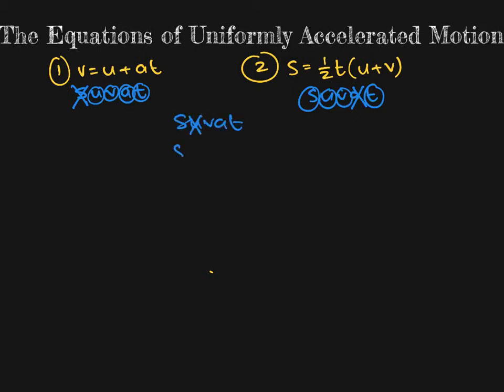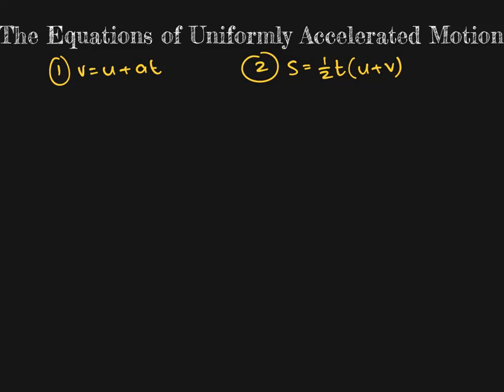What we'd like is an equation without u, an equation without v, and an equation without t. And then if that quantity isn't used in our problem, we can pick the equation that doesn't have that quantity in, and it's going to make our life easier. So the way we're going to do that is with simultaneous equations.